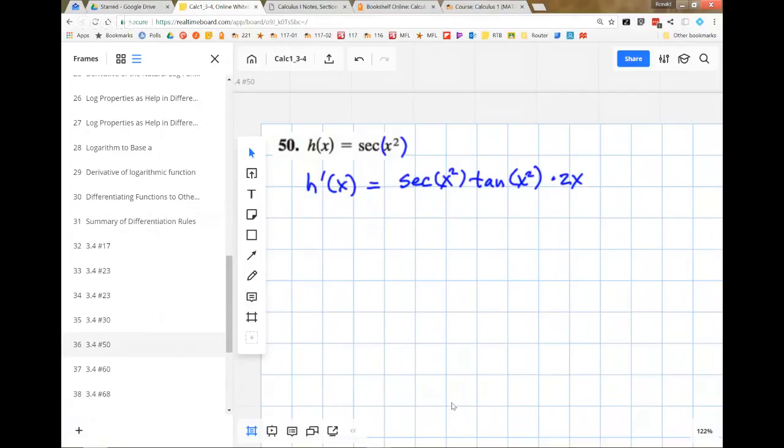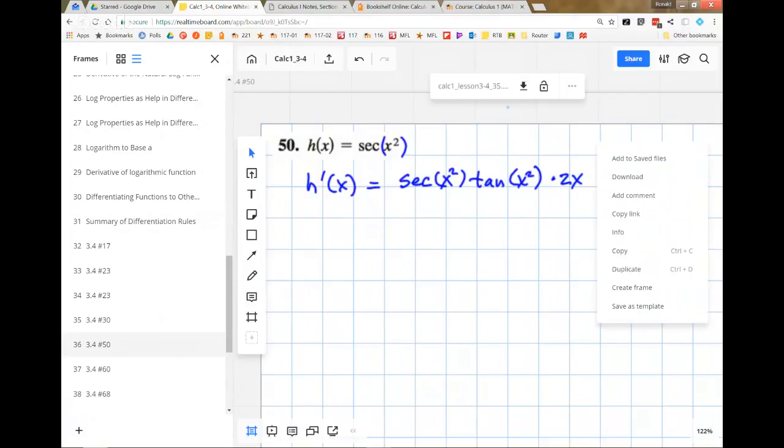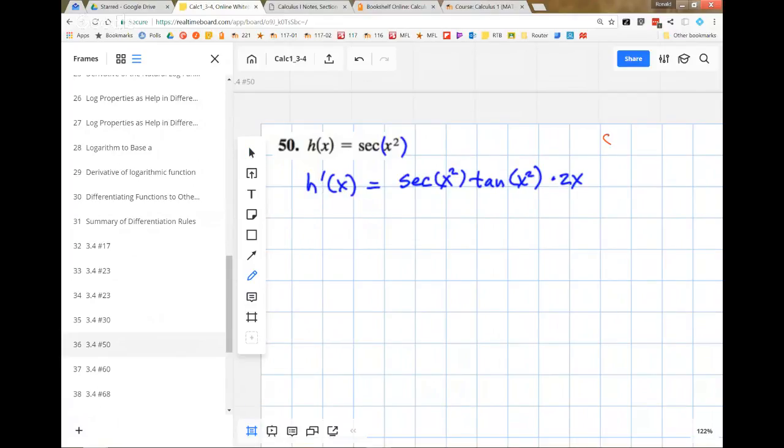That doesn't mean the secant times the secant, because had that been that, then we would have written it as secant squared of x. That's a totally different thing. That's not what's going on. So the secant of x squared means, can you take the secant of x squared?